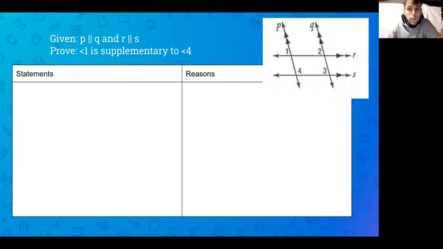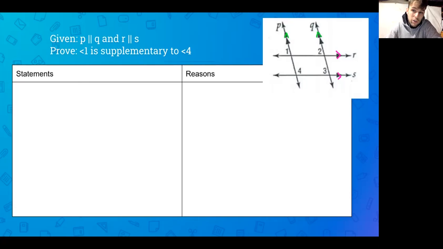All right, so we're going to talk about our next example here. We have a couple sets of parallel lines. We can see that P is parallel to Q, and R is parallel to S. That is given to us. Our goal, what we're trying to prove, is that angle 1 and angle 4 are supplementary.